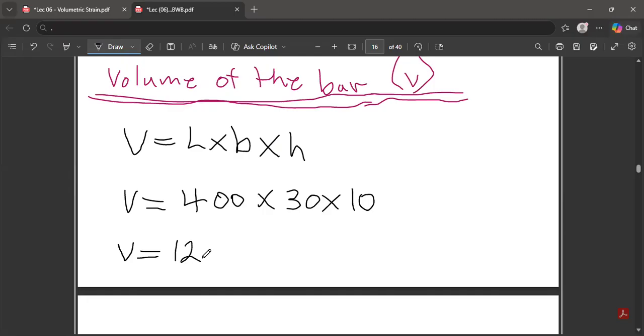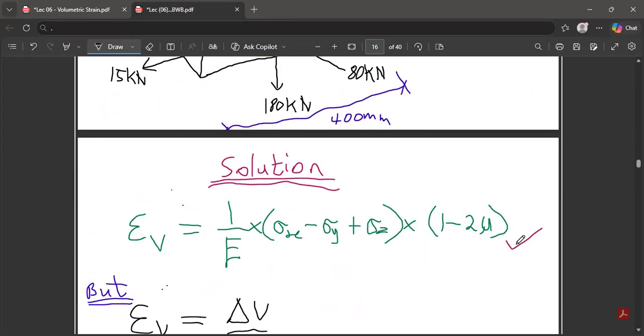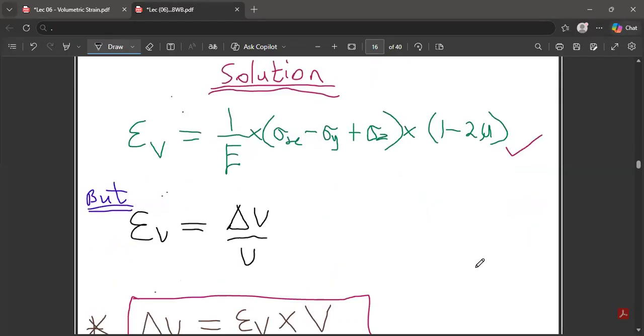So this is 120 times 10 exponent 3 millimeter cube. As simple as that. So we are done calculating our volume. Then from here, we can now go and look for our volumetric strain. Once we find the volumetric strain, we can just proceed.